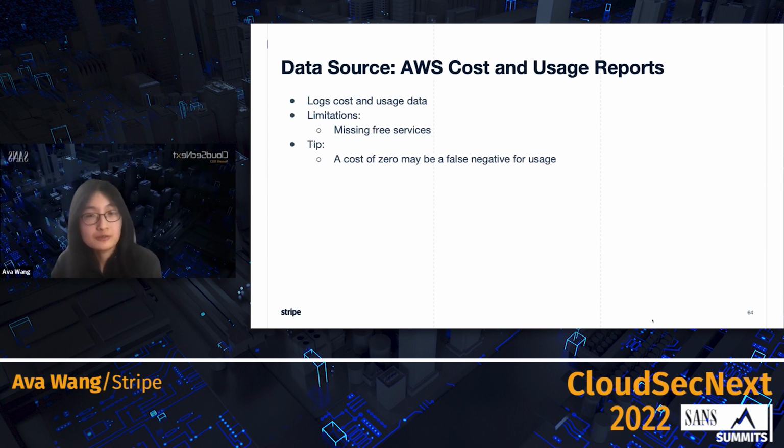To supplement CloudTrail, we use billing data. AWS cost and usage reports is a feature that logs what services are being used, how much they cost, and in what region and account. While it covers all AWS services that you pay for, it misses free services such as IAM, Access Analyzer, and others. In analyzing our billing data, we noticed that there were quite a few services with an aggregated monthly cost of 0. However, we still kept that data as a cost of 0 may be a false negative in determining usage due to AWS free tier.